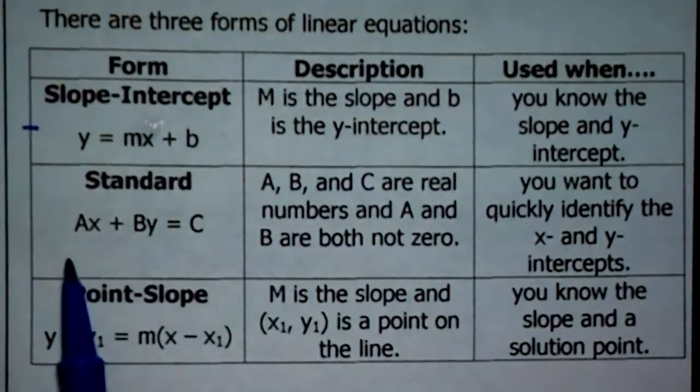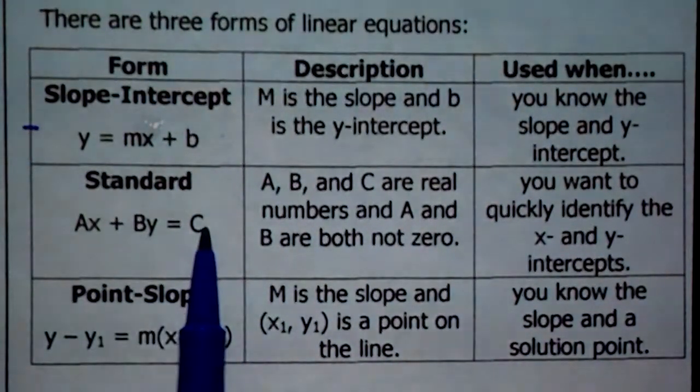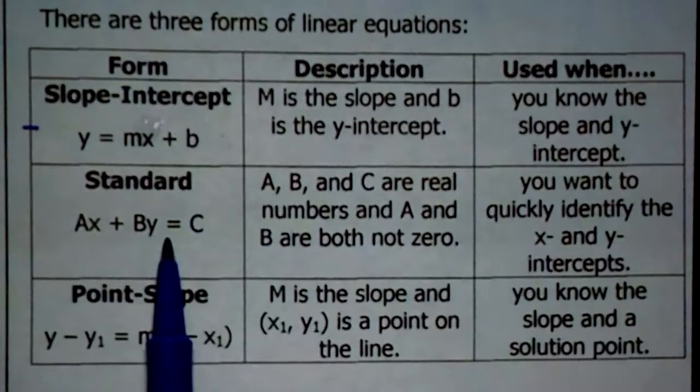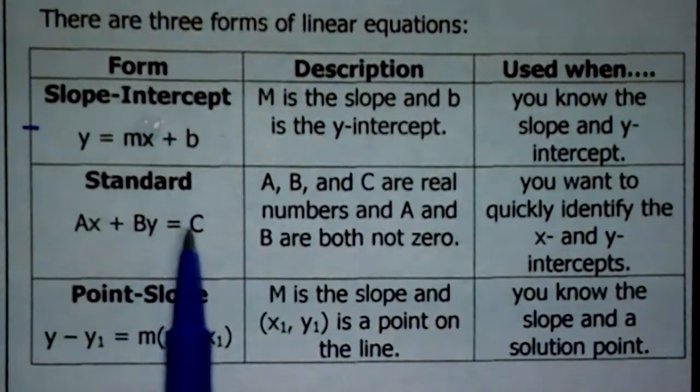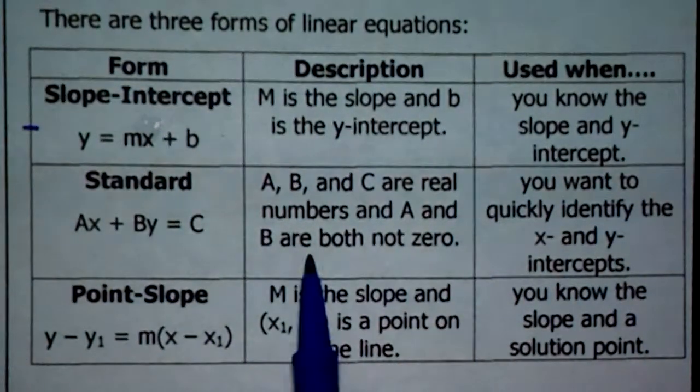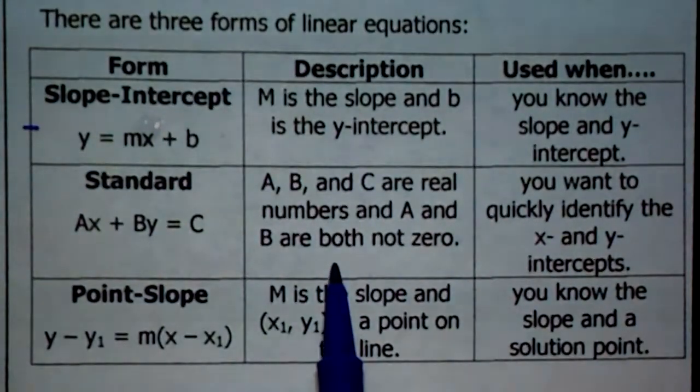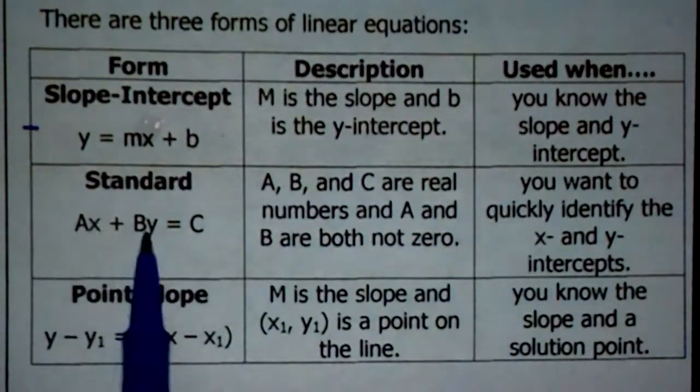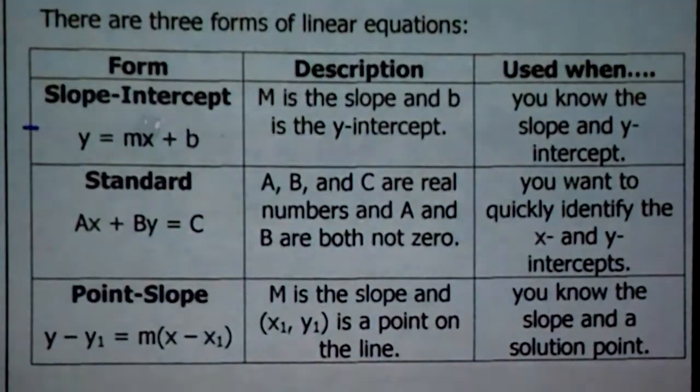And the standard form is ax plus by equals c. X and y are always going to stay letters, and a, b, c get replaced with numbers. The thing is, a and b can't both be 0. Because if a and b were both 0, wouldn't x and y be gone? Yeah, that would be a problem. You need an x and a y in a linear relationship, or there's no relationship.